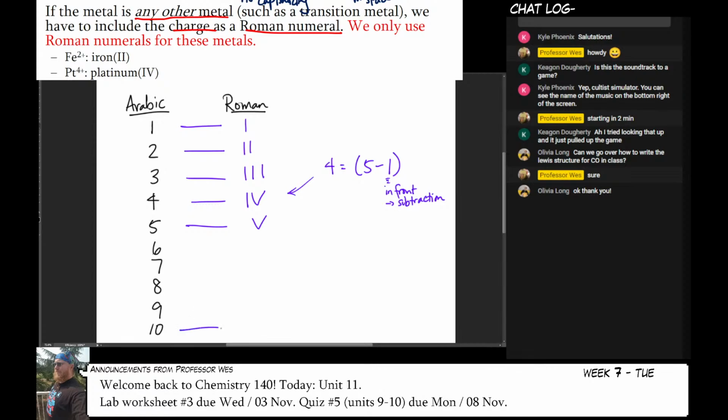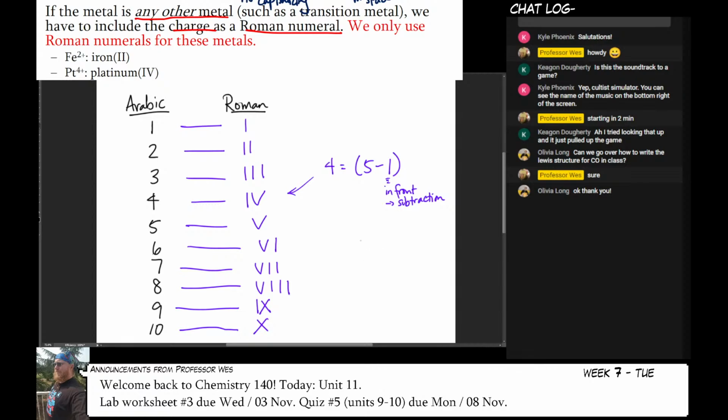You're going to see that down here when we get to 10. 10 is X. You could think of this as sort of like a pseudo base 5 sort of thing. So 6 would be VI. 7 would be VII. 8 is VIII. And then 9, same idea. It's 1 before 10, so I'm going to put the 1 before the 10, IX. There you go. So now you should be able to do Roman numerals up to 10.